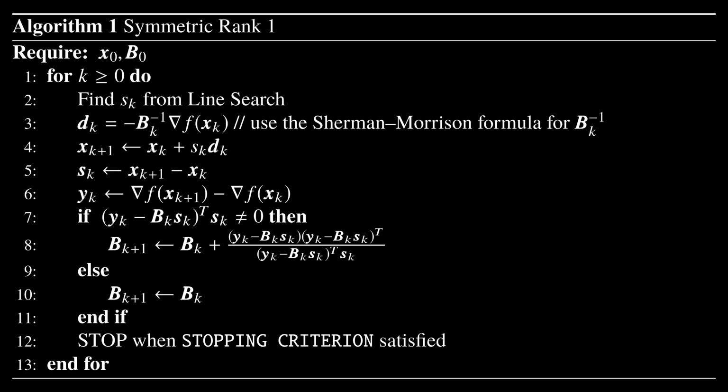And we stop according to some stopping criterion, like the maximum number of iterations, proximity of xk plus 1 relative to xk, or how small the gradient at xk plus 1 gets.